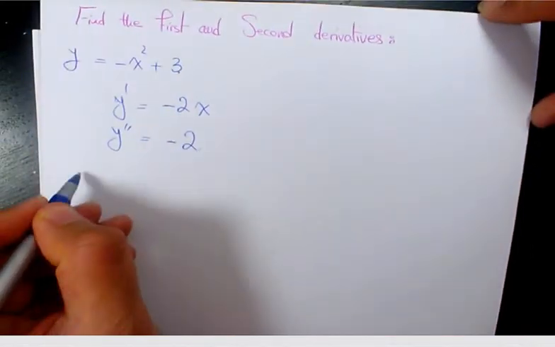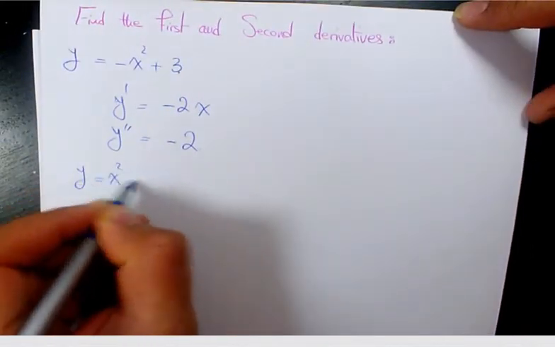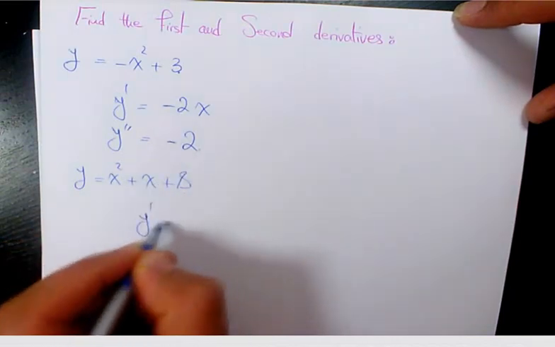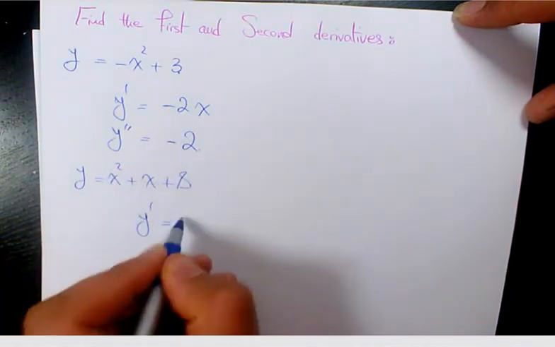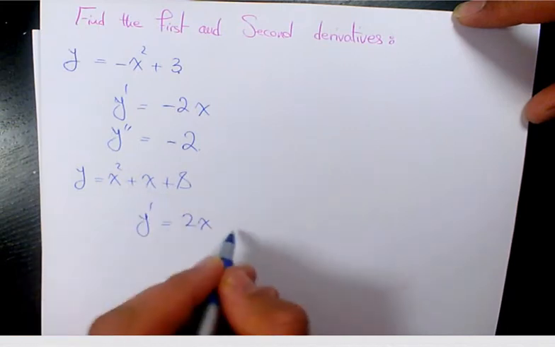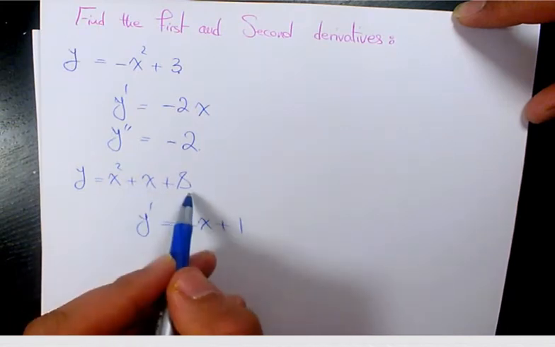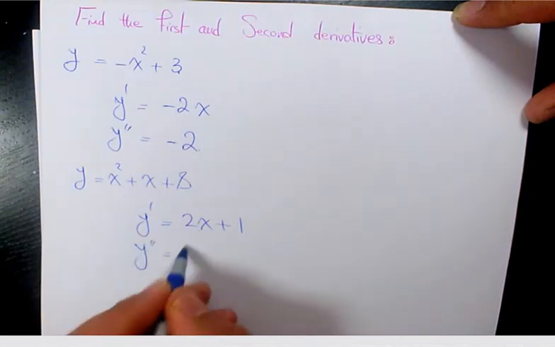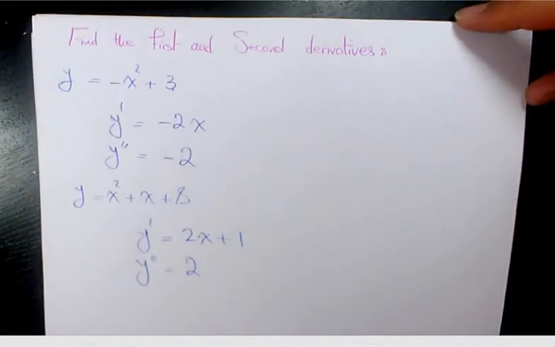Next one. Y equals x squared plus x plus 8. Y prime is going to be, derivative of x squared is 2x, derivative of x is 1, derivative of 8 is 0. Second derivative. Derivative of 2x is going to be 2, and derivative of 1 is 0.